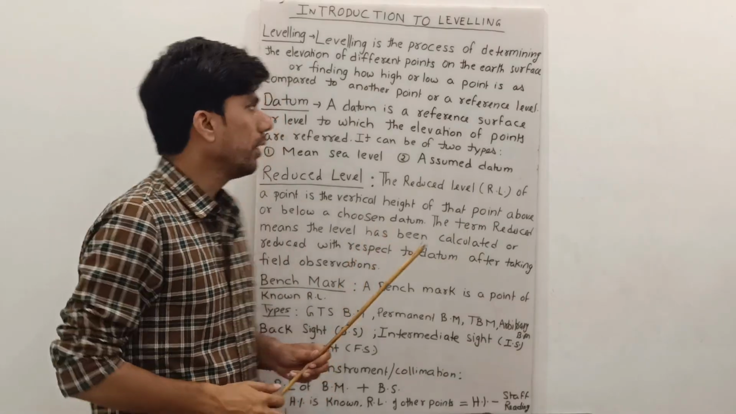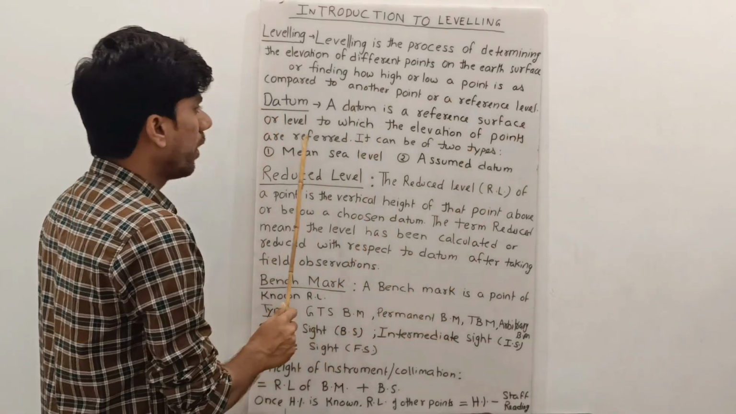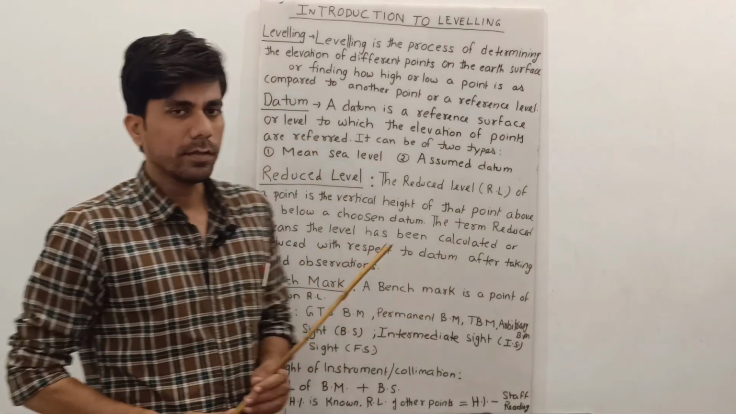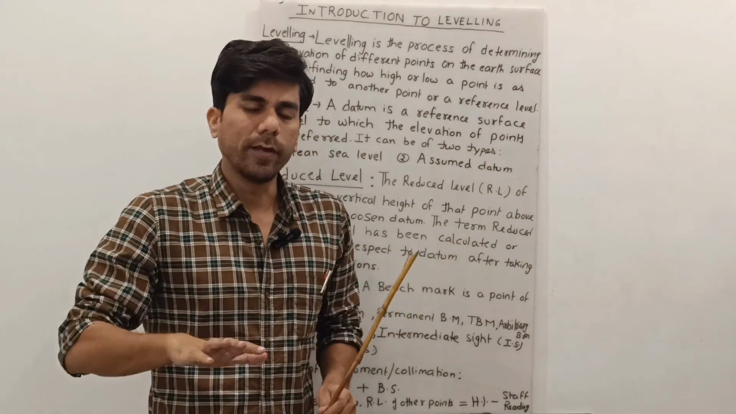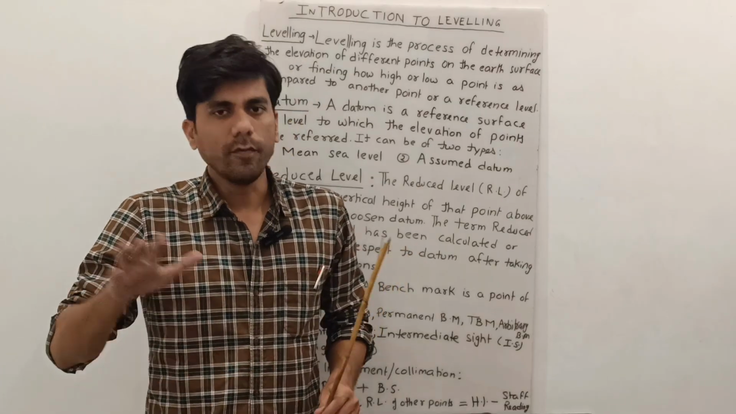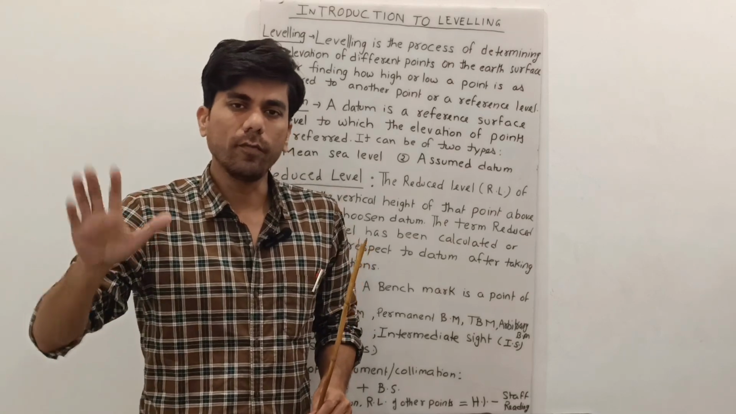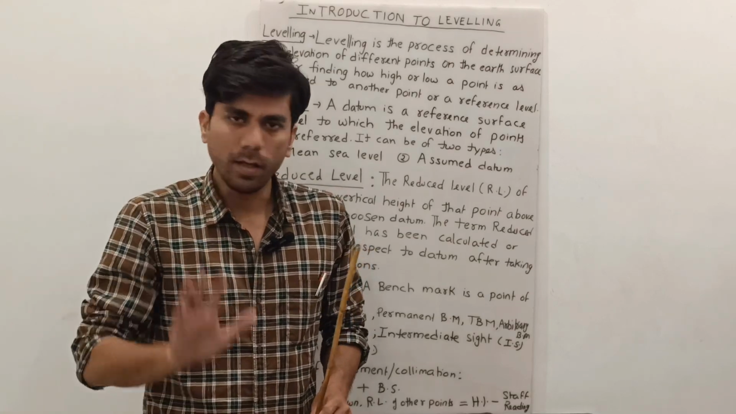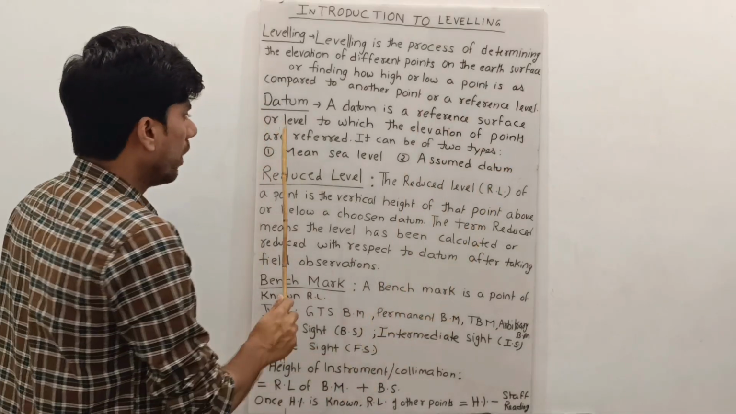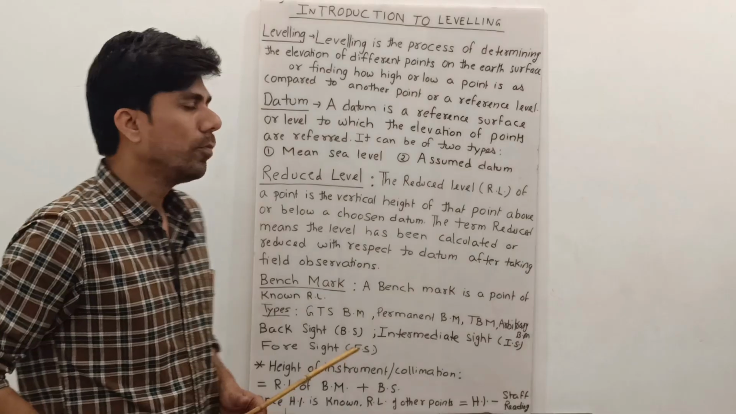That assumed axis is called your datum. So a datum is a reference surface or level to which the elevation of points are referred. That means you can figure out that this is your reference axis, and this reference axis will act as a datum plane for calculating the height of any point on, above or below the earth's surface. There can be two types of datum. The first type of datum is mean sea level, and the second type of datum is assumed datum.